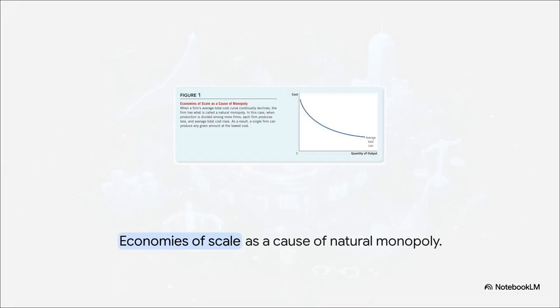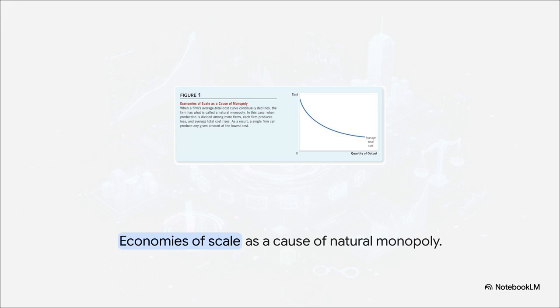Now, sometimes the scope of the market naturally favors one massive giant. Economists call this a natural monopoly. This happens when a single firm's average total cost just continually declines as they produce more and more. What that means is one giant firm can supply a good or service to an entire market at a way lower cost than 2 or 3 smaller firms could. If you tried to divide production up among more competitors, each firm would produce less, and their average cost would actually go up.